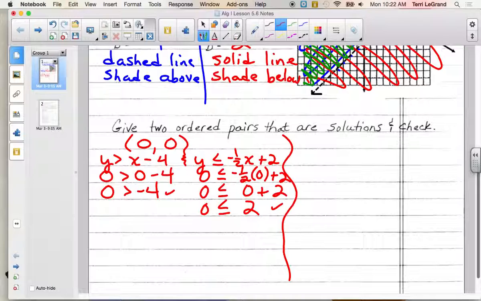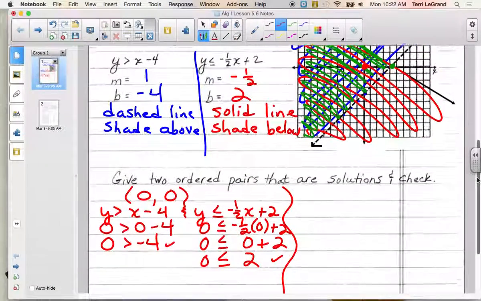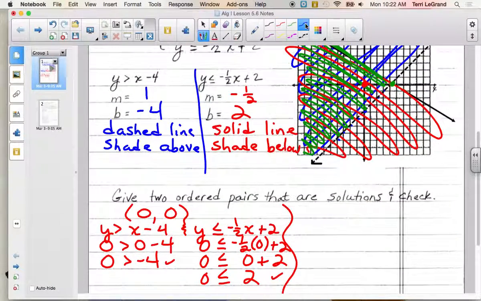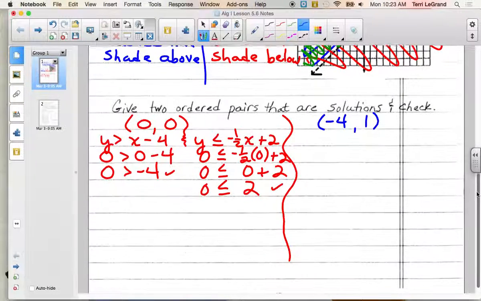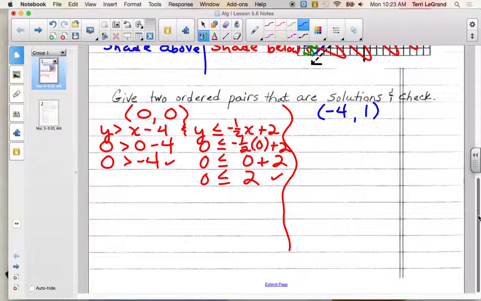Negative 4, 1. Okay, let's check out negative 4, 1. Let's see where negative 4, 1 is, first of all. 1, 2, 3, 4. Okay, it's right there. So it looks like it's in our overlap region. So negative 4, 1. Again, we do the same thing we just did. We substitute it into both of them.